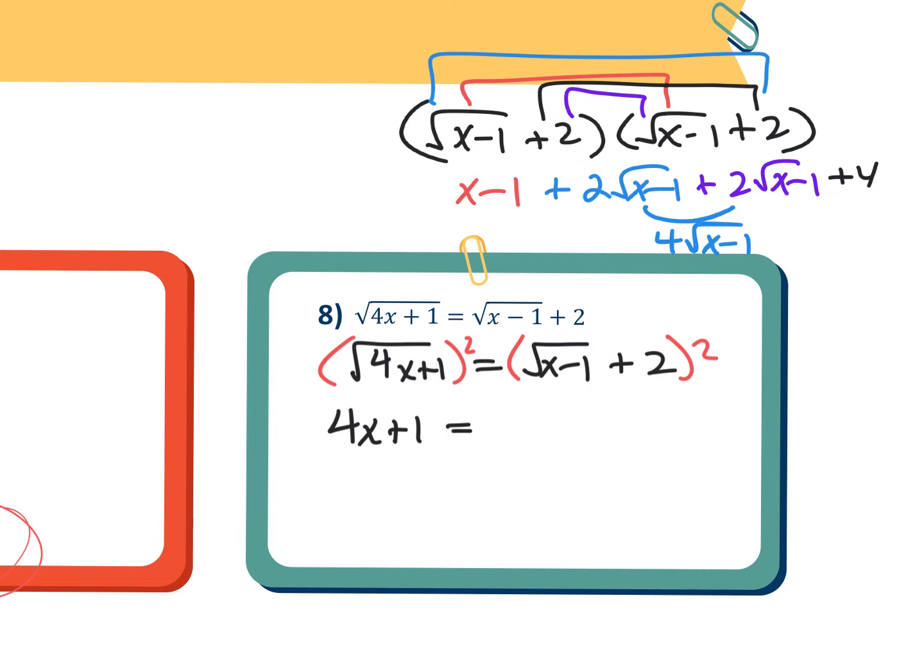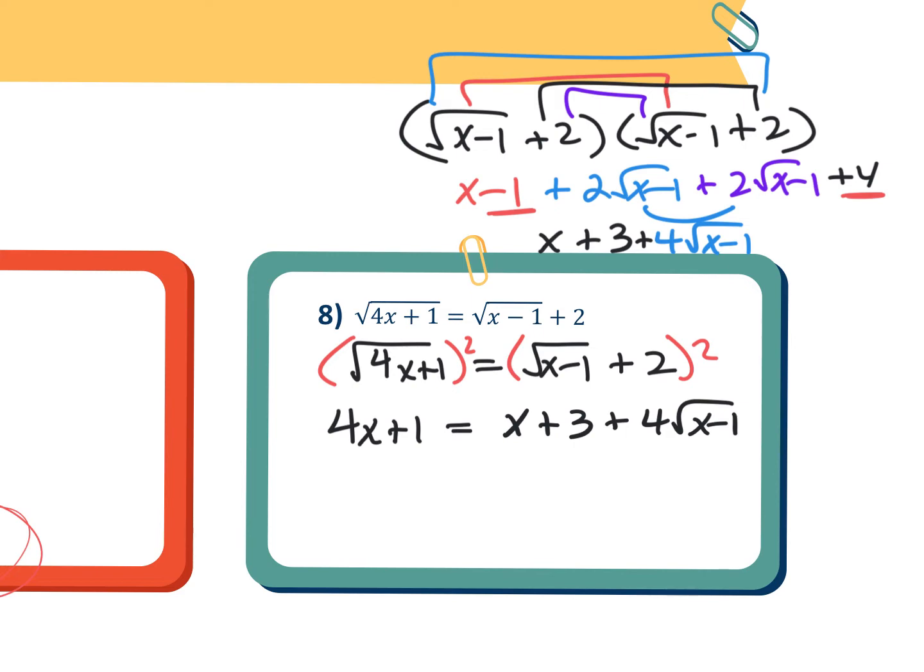I can also combine my like terms here, the -1 and the +4. Nothing to combine with the x, so then x plus 3 plus 4 times the square root of x minus 1. Let me go ahead and put that down here. So this side now is x plus 3 plus 4 times the square root of x minus 1.